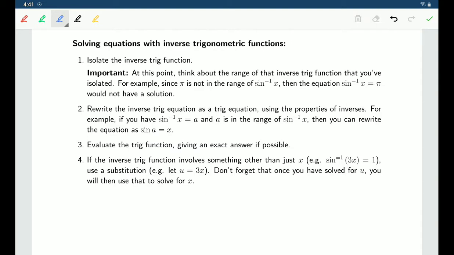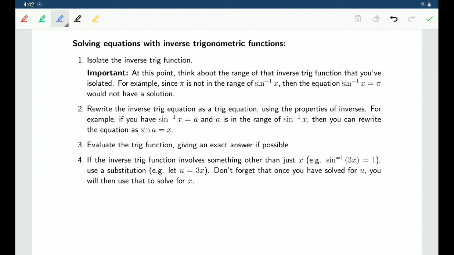There is one little last twist, which is maybe after you've isolated your trig function, it's not just a trig function of x. Maybe it's an inverse trig function of something involving x. So maybe you have something like sine inverse of 3x equals 1. And if you were thinking of solving that, the plan would be to simplify it a little bit by replacing what's inside that inverse trig function with u, doing a little substitution, so that instead of having sine inverse of 3x, we would have sine inverse of u, and then we could solve for what u is.